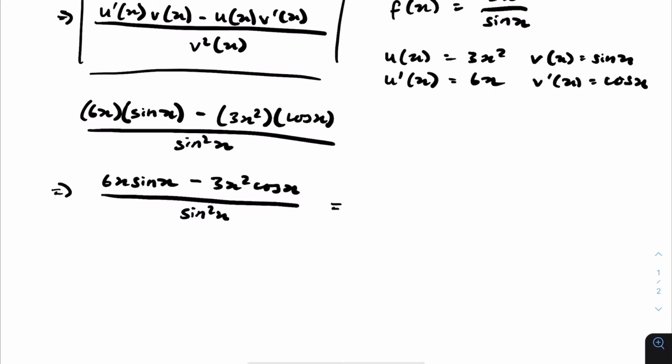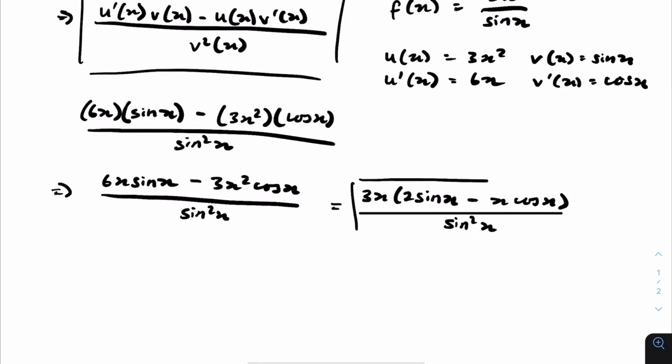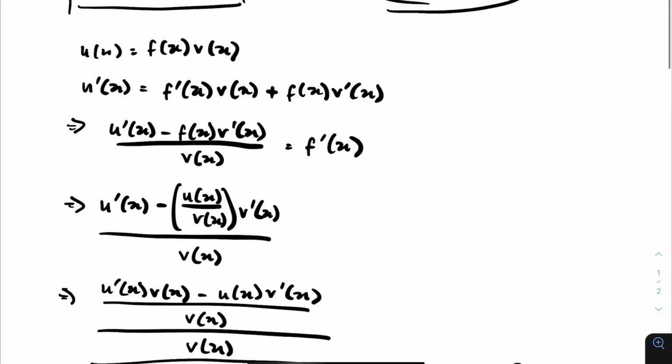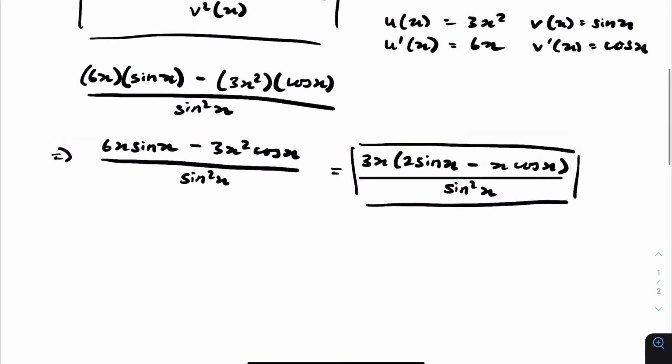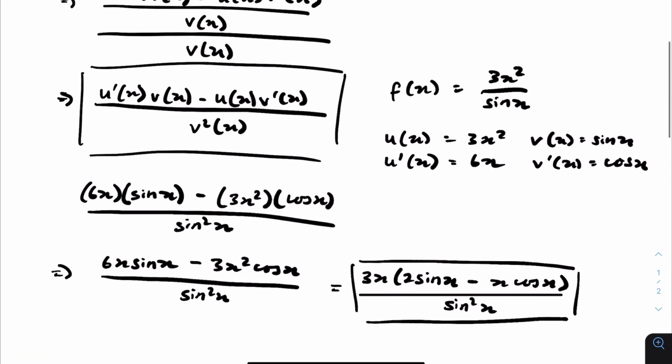And we can factor out 3x to get our final answer, which is 3x times 2 sine x minus x cosine of x over sine squared x. So this here is the derivative of the function f of x equals 3x squared over sine x. So let's move on to a slightly more challenging problem to test our knowledge of the quotient rule a bit more.